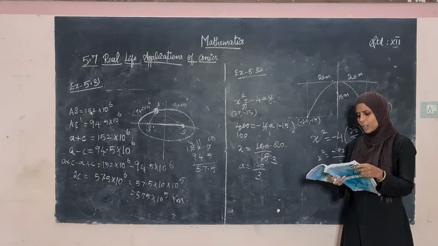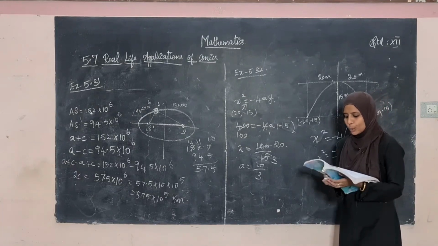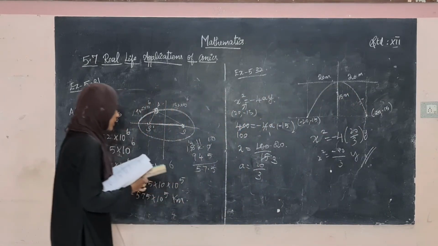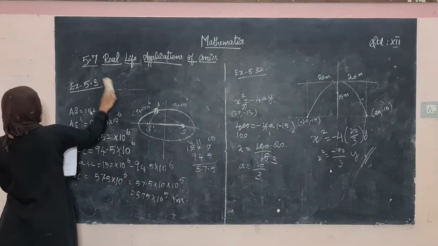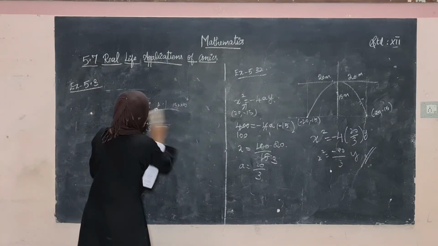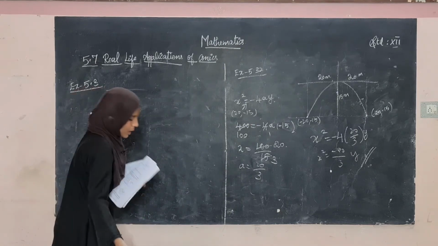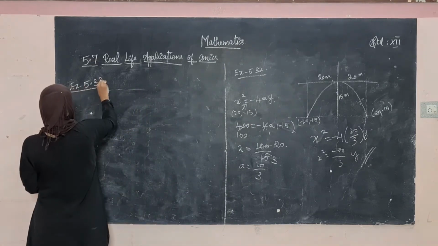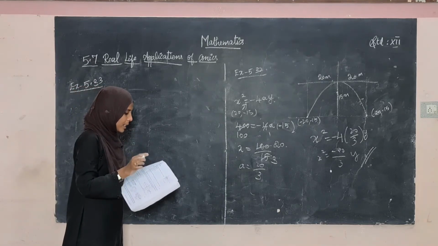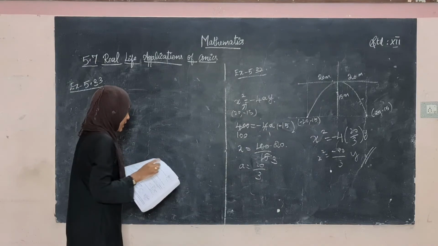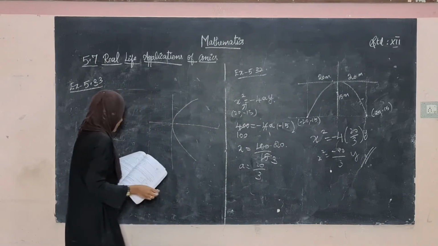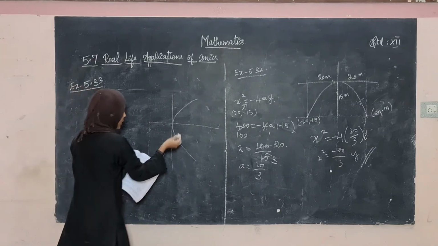The parabolic communication antenna has a focus at 2 meter distance from the vertex of the antenna. Find the width of the antenna 3 meter from the vertex. So, example 5.33. The parabolic communication antenna has a focus at 2 meter distance from the vertex. Let this be the antenna.